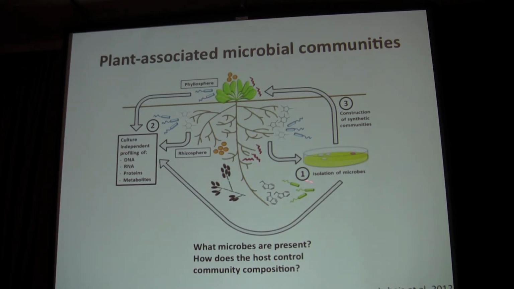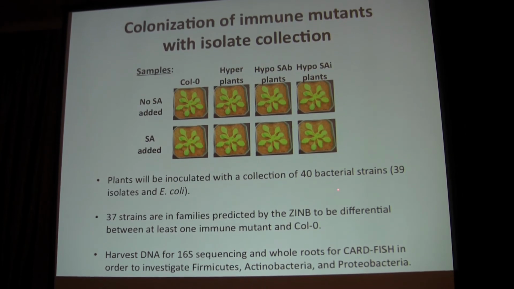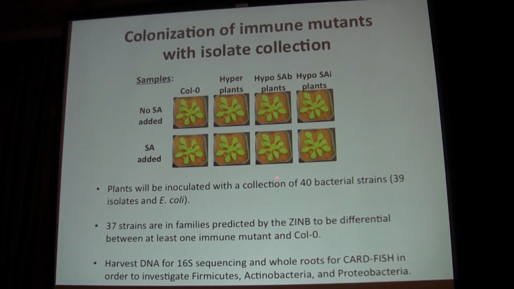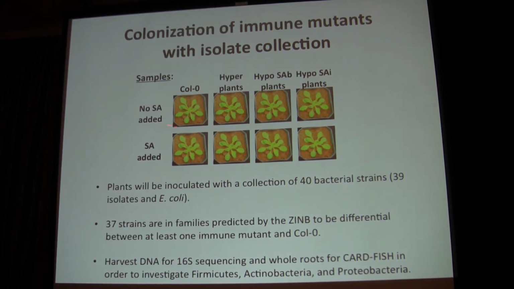Now I'm going to focus on how we're taking a collection of these isolates to do what we call a reconstruction synthetic community, where we take a wide diversity of things we've been able to isolate, reapply them to a plant, and use that to ask more directed questions. In this case, I'm using a collection of 40 different bacteria that we're adding to sterile plants, and we're either adding exogenous SA or leaving them as they are. So we'll have wild type, hypo plants that don't make SA, and hypo plants that make SA but don't sense it.